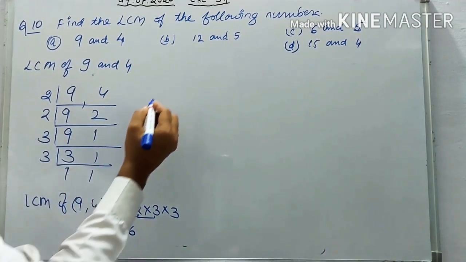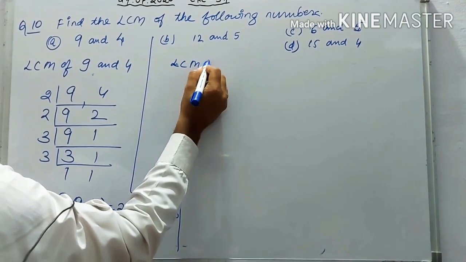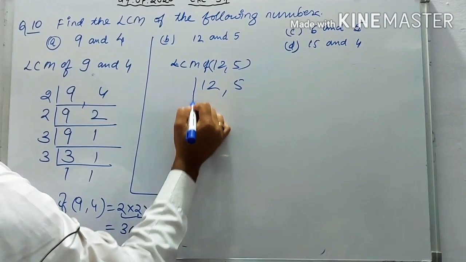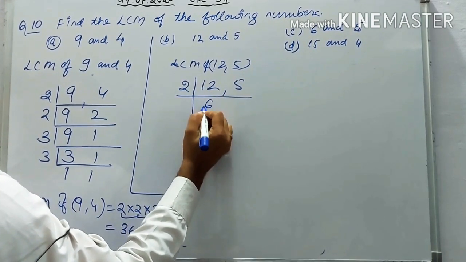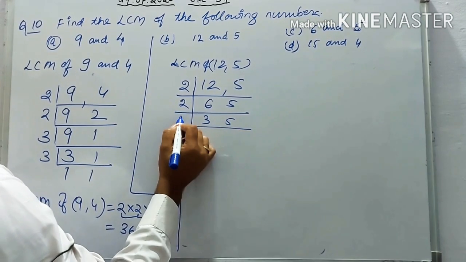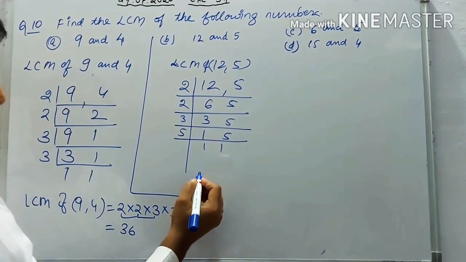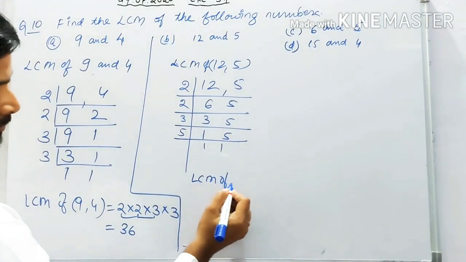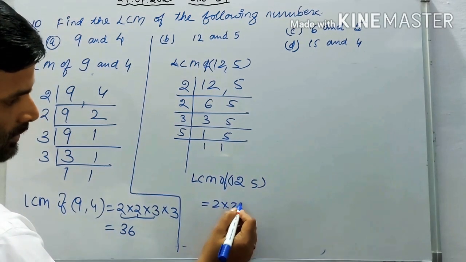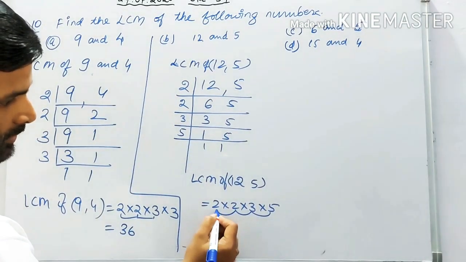Okay, and second is the LCM of 12 and 5. First 12 becomes 6, and 5 stays 5. Then 6 becomes 3, and 3 becomes 1, and 5 stays. The LCM of 12 and 5 is 2 into 2 into 3 into 5, then 15, 30, and 60.